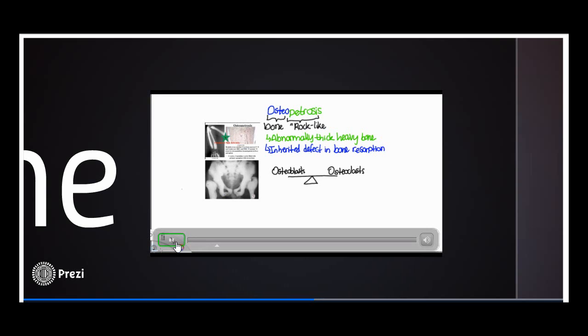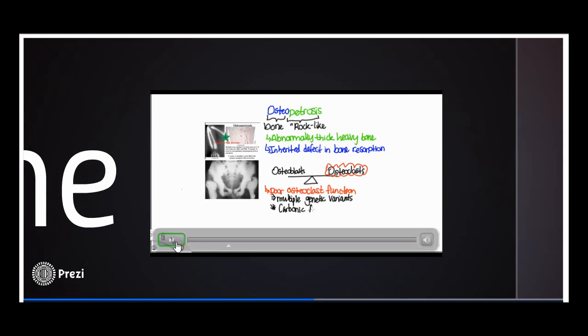Now, despite it being abnormally thick and heavy, it fractures easily. Think of it like a piece of chalk. A piece of chalk is thick, but you can easily crack it. Now this disorder is due to poor osteoclast function. It has multiple genetic variants.